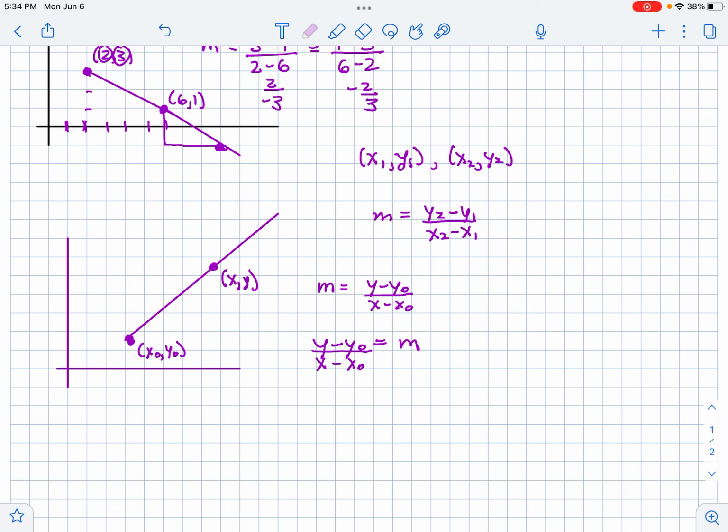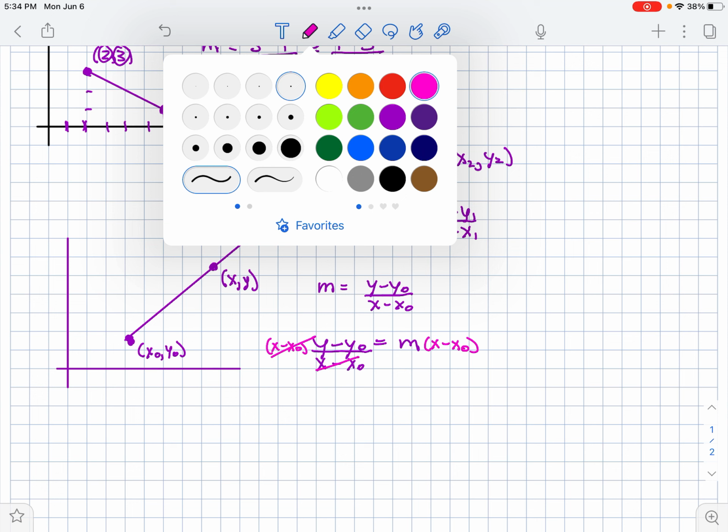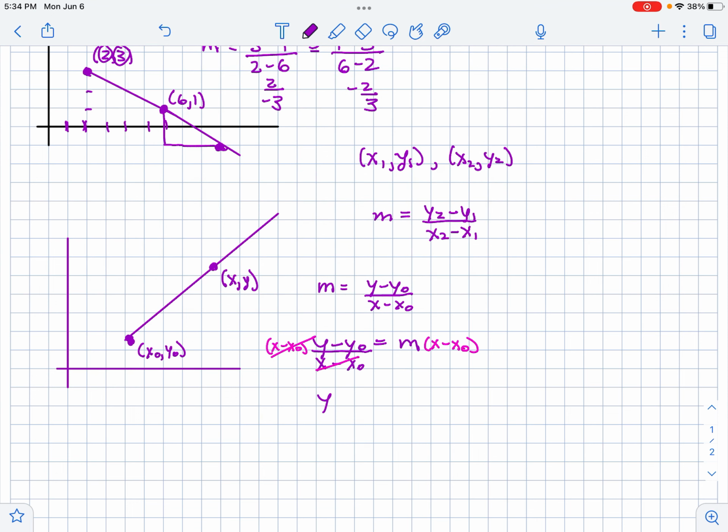Now, look what I can do here. If I want to, I can multiply both sides by x minus x naught. And notice the x minus x naughts cancel on that side. And look what I get. I get y minus y naught equals m times x minus x naught. This is the point slope form of a line.